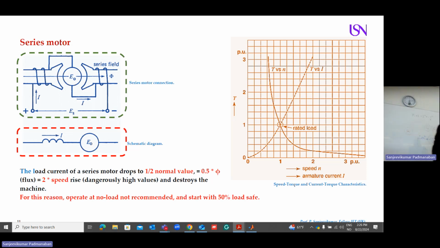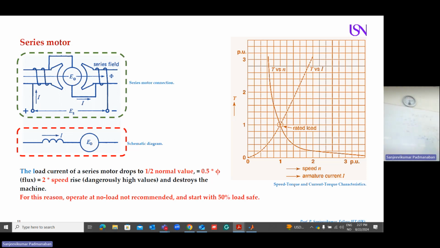I can explain it another way. Look at my slide: torque is proportional to armature current into flux. See my formulas in the textbook. In this case, T is proportional to armature current, and again the flux. The current producing this flux is I, so this also becomes I. So T is proportional to IA square. It takes 2 times the current. The torque is proportional to IA square. You understand what I am saying?